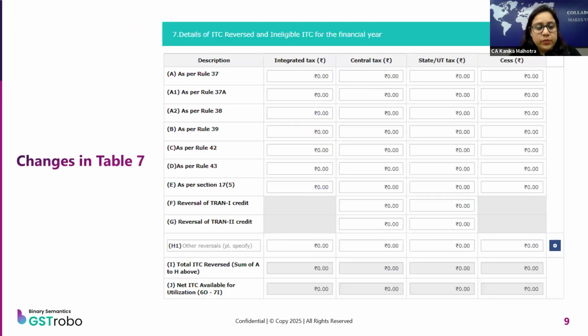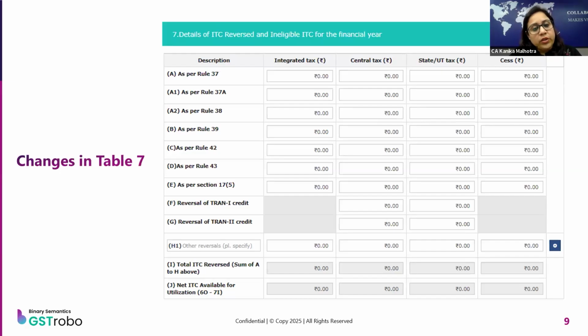Table 7 basically talks about the reversals and the ineligible ITCs. Rule 37 and 37A I've already explained. If the payment is not made in 180 days or your supplier has not paid the taxes, it is for that. Rules 38 and 39 would be for the NBFCs and banks, because they have some conditions to take the ITCs of 50% and the rest would be treated as blocked.